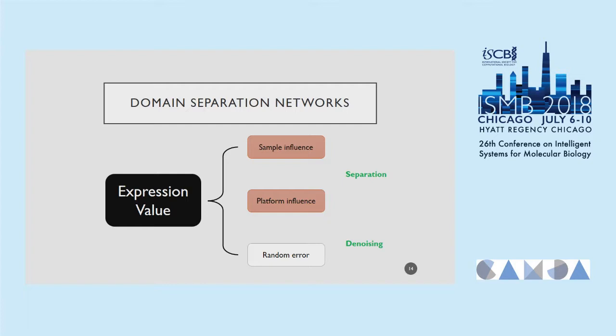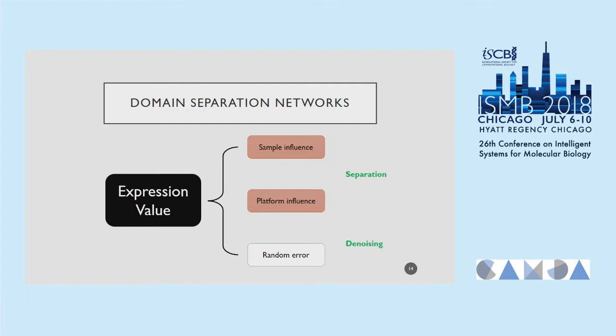The second one is the platform inference, because we have two different microarrays and two different cell lines. Different cell lines might also influence the expression value, so some genes are not expressed in a particular cell line. The third part is caused by random error, which is the noise of the microarray platform or the technical noise. Because we are using the autoencoder, we hope it can help us deal with the random error part, which is the denoising.